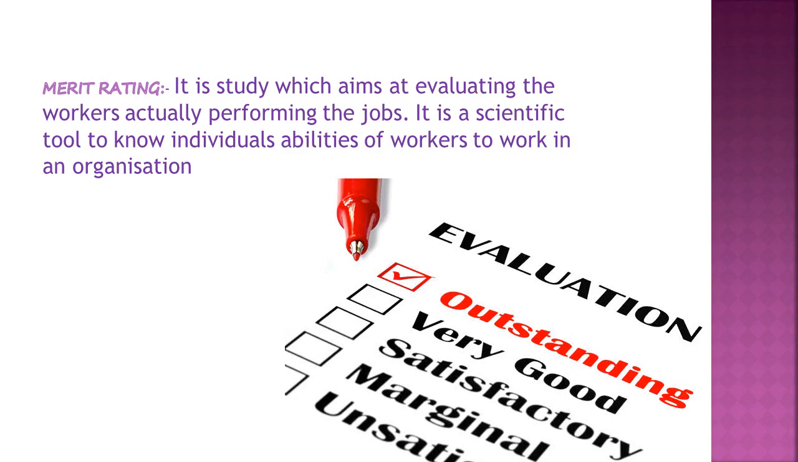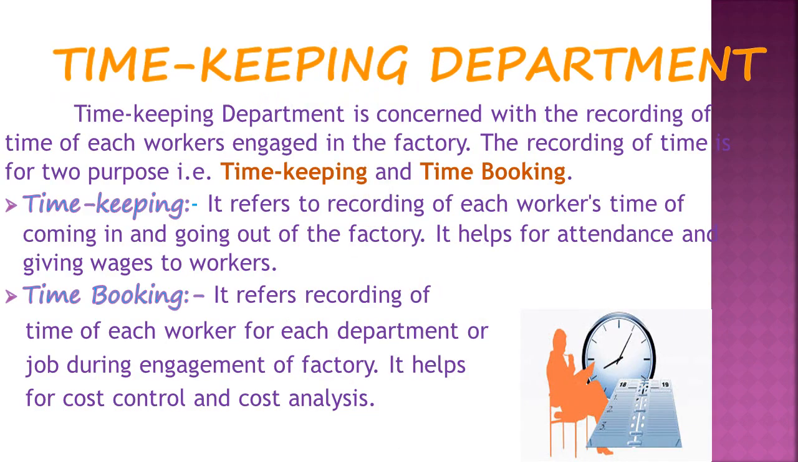Timekeeping department: this department is going to keep the record for two purposes, that is timekeeping and time booking. Timekeeping tells at what time a worker entered the organization and when he is going out. Let's say he comes by 9 o'clock in the morning and leaves at 5 o'clock in the evening. Between that 9 to 5, where he was booked would be recorded by the time booking department.